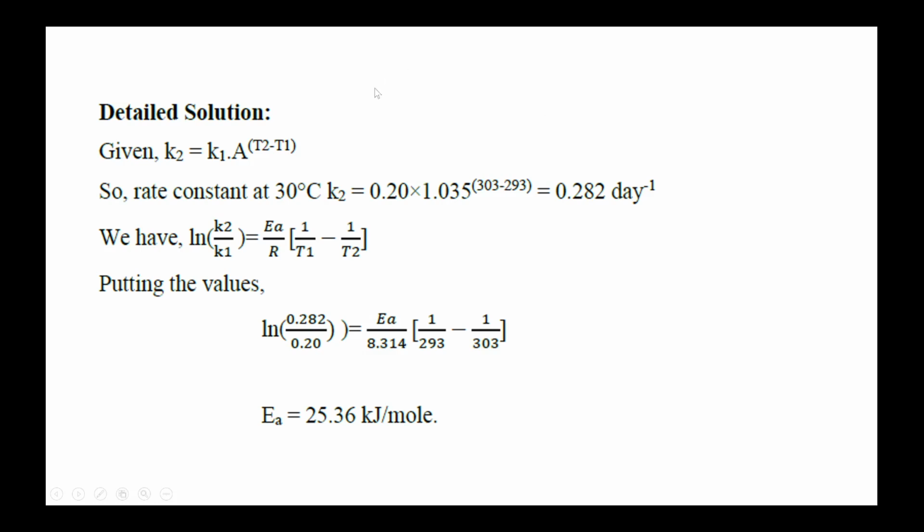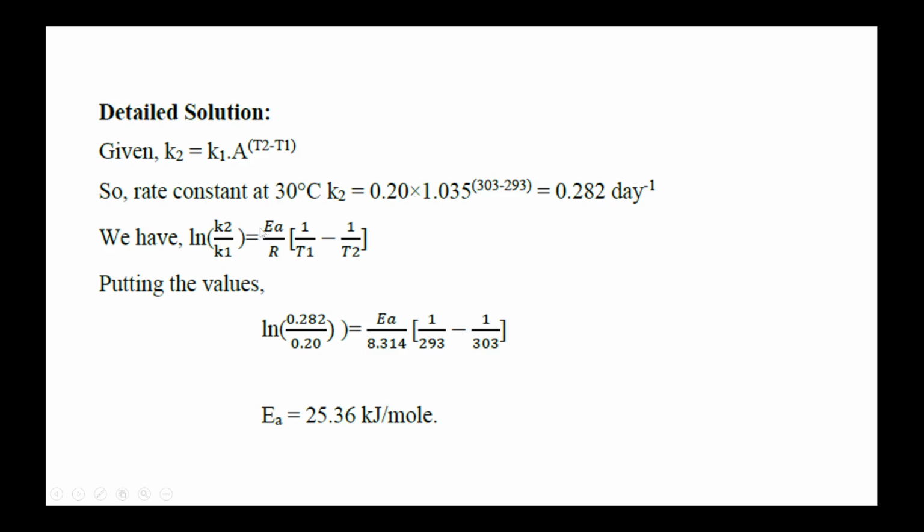Let's see. So the equation is given in the question. K2 is equal to K1 A raised to the power of T2 minus T1. So T2 is 30 degrees Celsius, that is 30 plus 273 would be 303, and T1 is 20 degrees Celsius, so 273 plus 20, that is 293. So T2 minus T1 would be 303 minus 293. A is given as 1.035 in the question. K1 is given as 0.2, so you can solve for K2. K2 is coming as 0.282 per day.